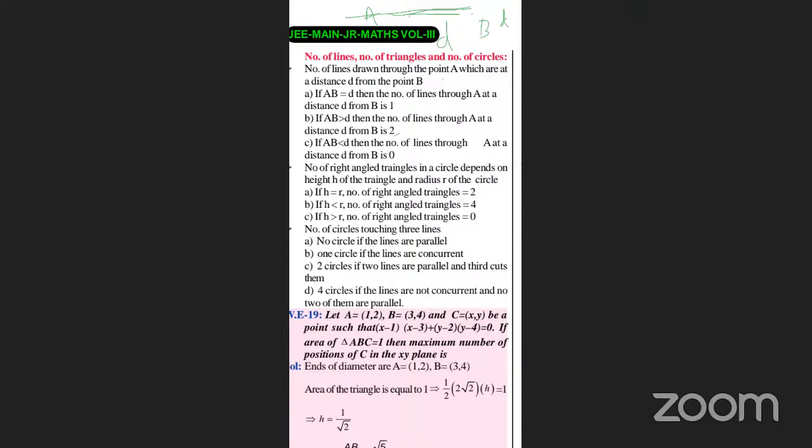That is the condition given here. If AB is greater than D, then the number of lines drawn through A at a distance D from B is two. If my distance AB is less than D, then I can't draw any line from B to A. This is with regard to straight lines.